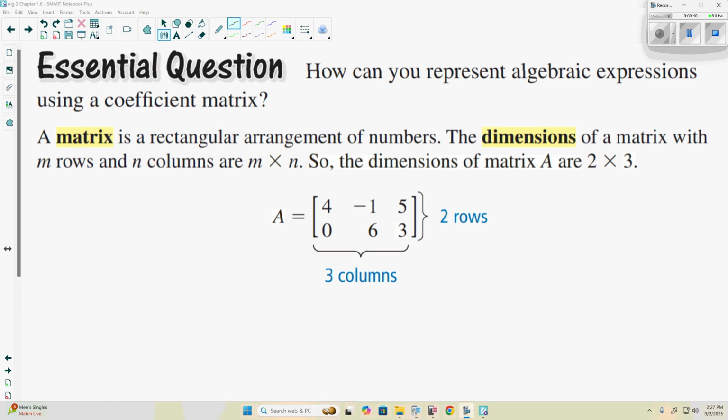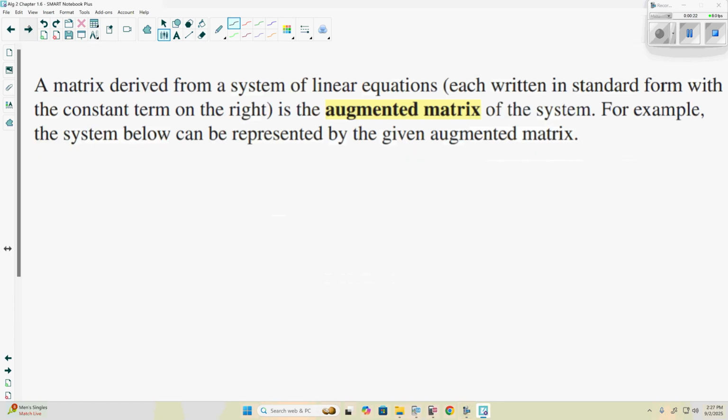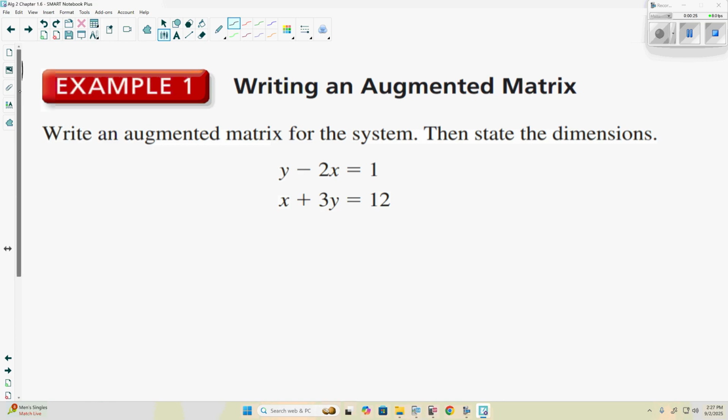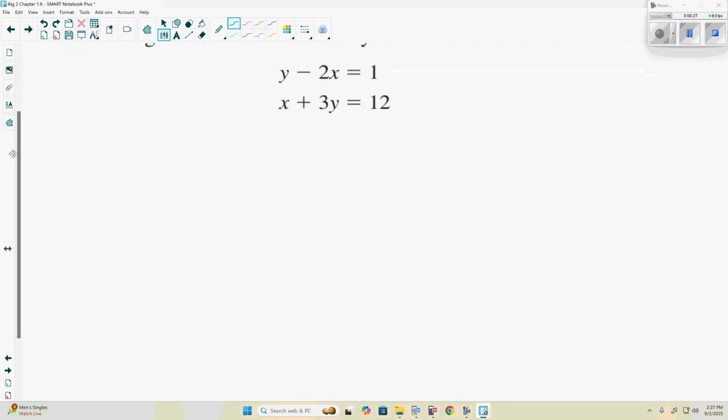A matrix is a rectangular arrangement of numbers with m rows and n columns. So this here has 2 rows and 3 columns, so we call it a 2 by 3. And when we take equations and rewrite them as a matrix, that matrix is called an augmented matrix.